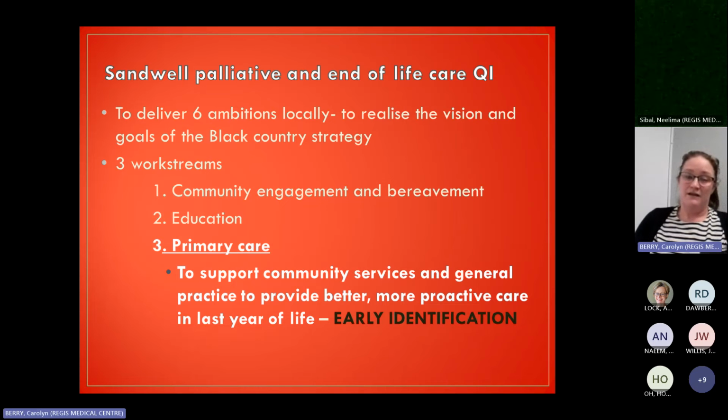So I just wanted to tell you, quite briefly, about the QI that we're doing in Sandwell at the moment. We want to deliver the 6 ambitions from the policy to realise the vision and the goals of the Black Country strategy. We have 3 work streams going at the moment. The first one is community engagement and bereavement, which is about improving death literacy, improving bereavement services, and encouraging the community to care. The education arm is, at the moment, a programme supporting district nurse education, but this is just the first strand of what will be a much broader education project. We want to be educating all the groups in the community that are involved in caring for people at the end of their lives.